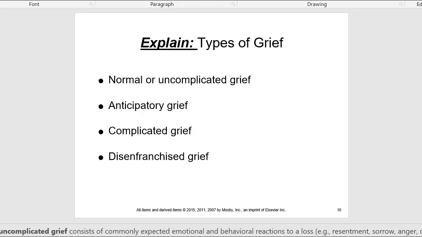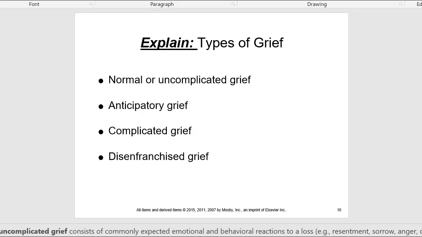Complicated grief happens when a person has difficulty progressing through the loss experience and they're not going through all those stages that we talked about. A person experiencing complicated grief feels strain in relationships and finds it hard to go forward in life.